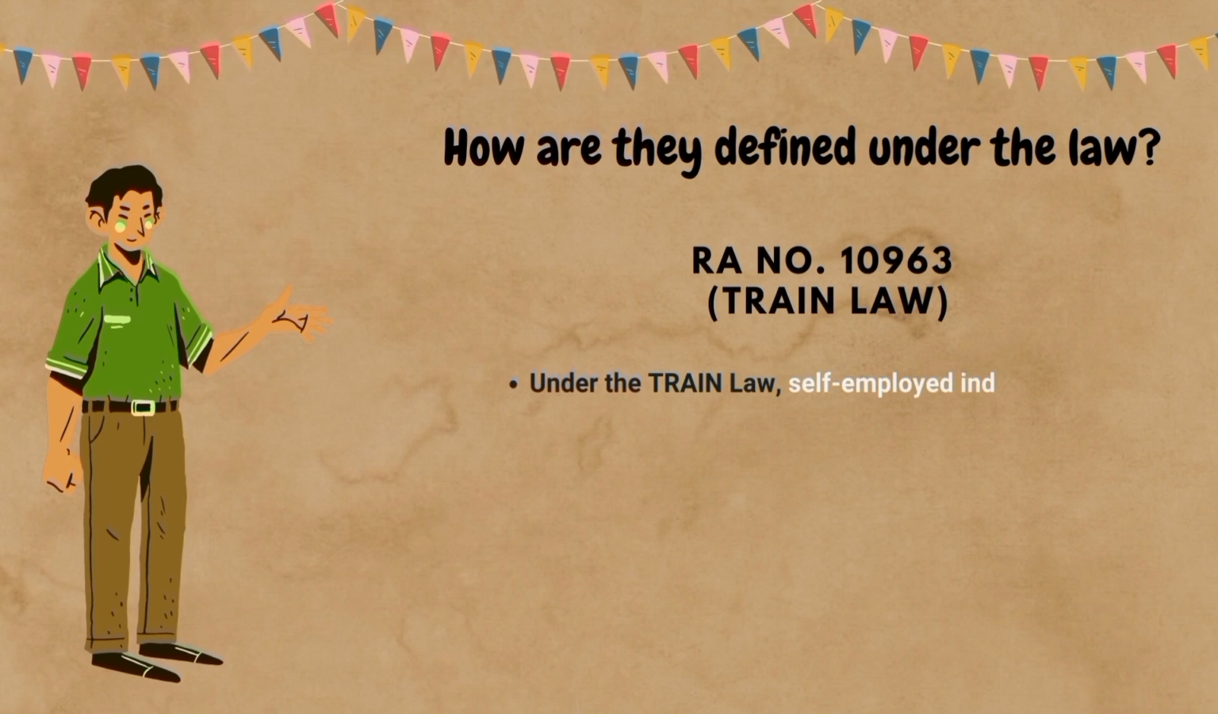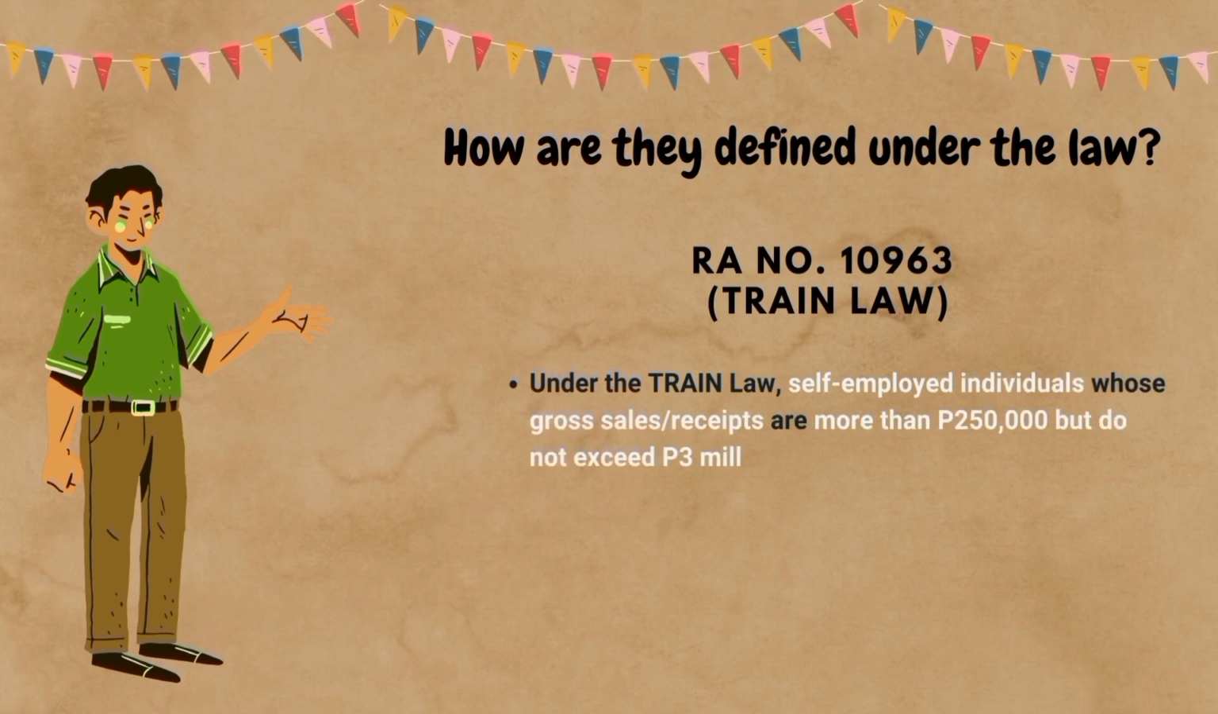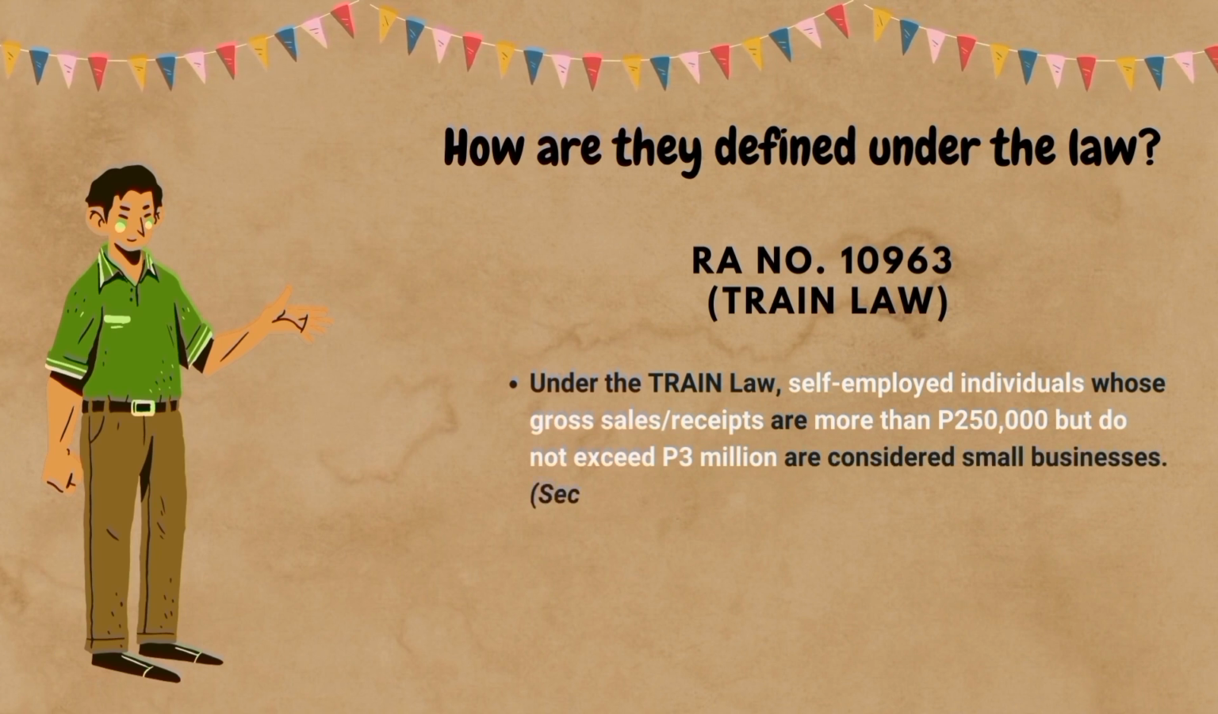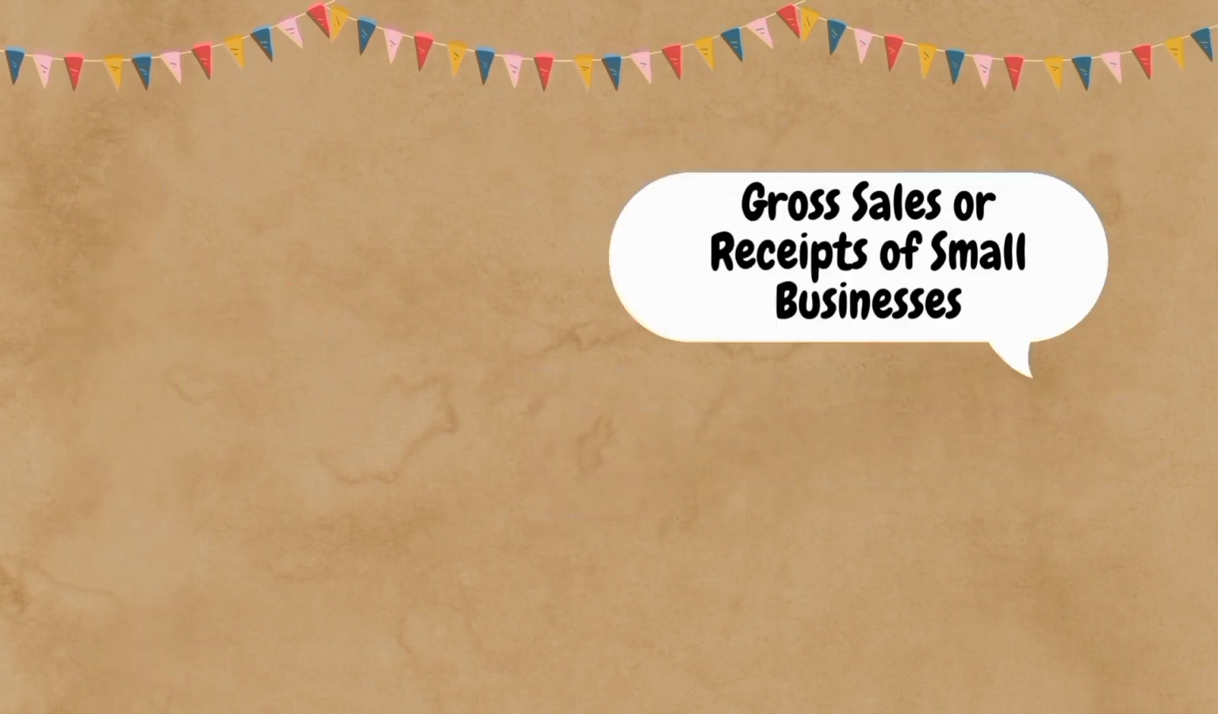Under Section 5 of Republic Act No. 10963 or the TRAIN Law, small businesses are those self-employed individuals whose gross sales or receipts are more than 250,000 pesos but do not exceed 3 million pesos.